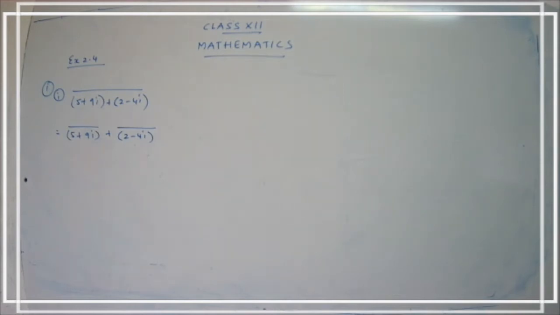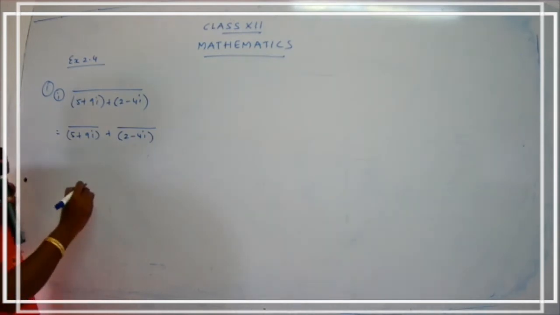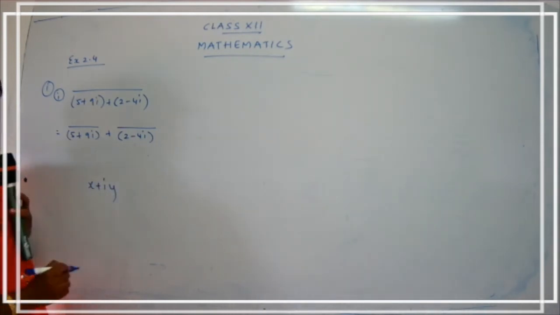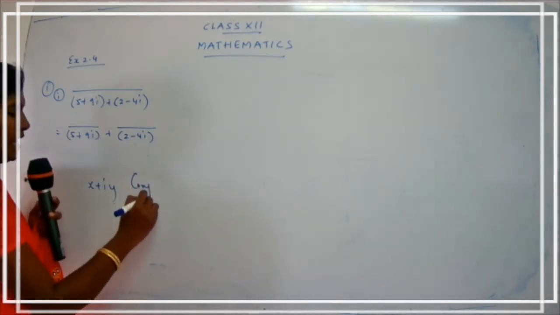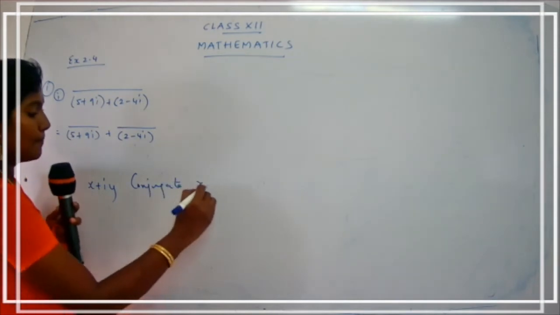We have already studied how to find the conjugate. How do you get the conjugate, children? Just come to page 60. Take down page 60. You have a definition over there. The conjugate is defined as a complex number x minus iy. That is, you have to just change the sign of the imaginary part. If you have a complex number x plus iy, the conjugate of this is x minus iy.